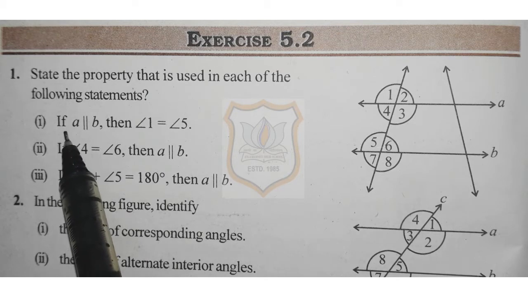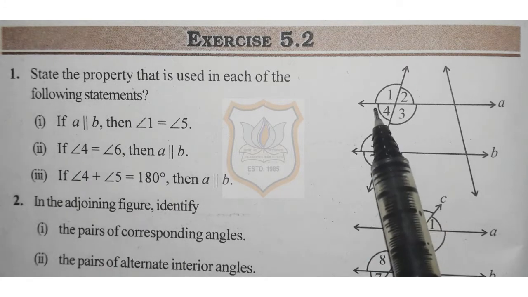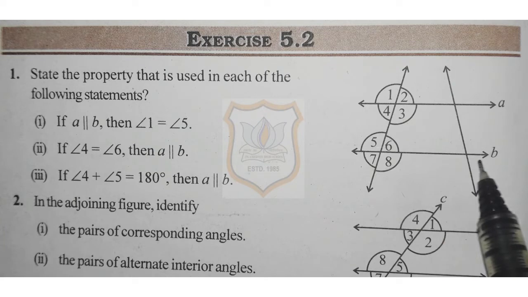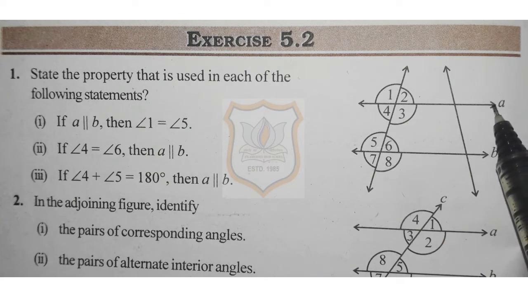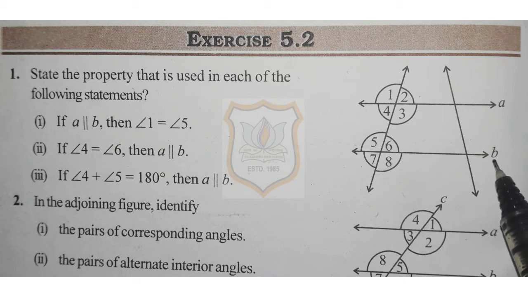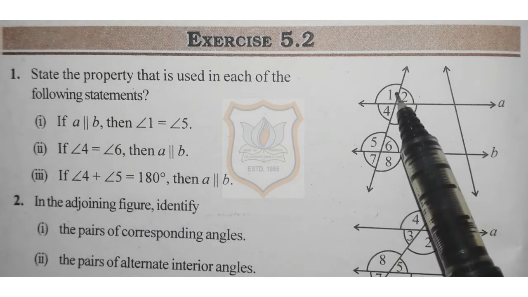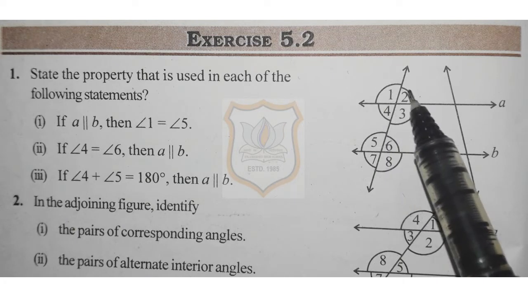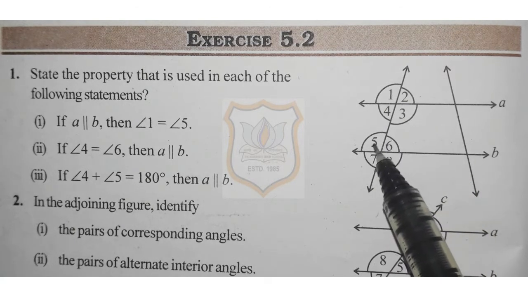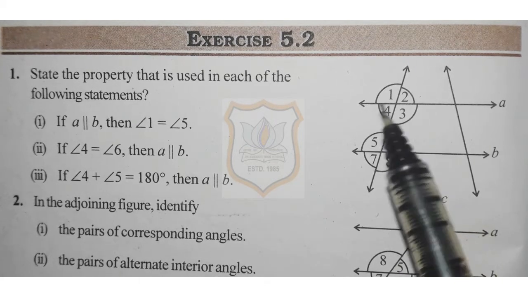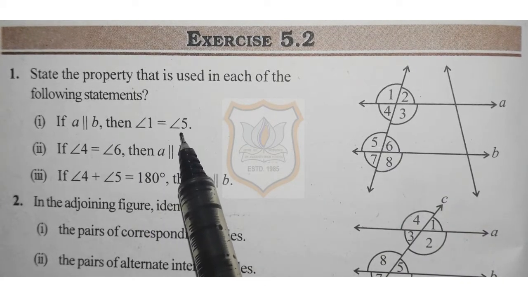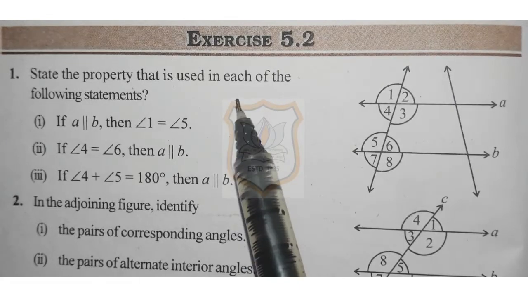First one is, if A is parallel to B. Look at this figure very carefully. This is A line and this is B line. This A line is parallel to B line. Then this one is angle 1, and this one is angle 5. Angle 1 is equal to angle 5. Why is angle 1 equal to angle 5, that you have to tell.